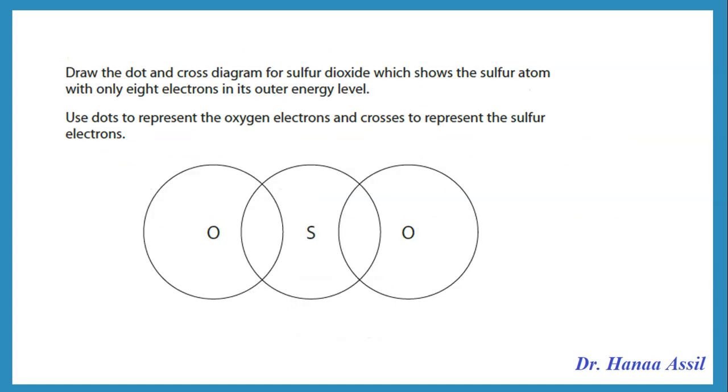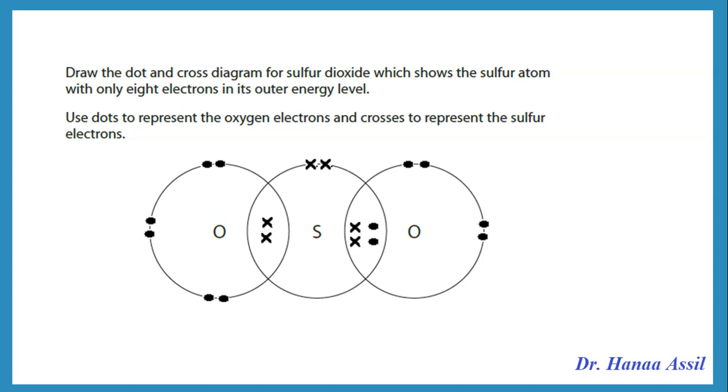Draw a dot and cross diagram for sulfur dioxide, which shows the sulfur atom with only 8 electrons in its outer energy level. Use dots to represent the oxygen and crosses to represent the sulfur electrons. So how do we do this? Remember, oxygen has 6 electrons of its own. So it needs 2 more.